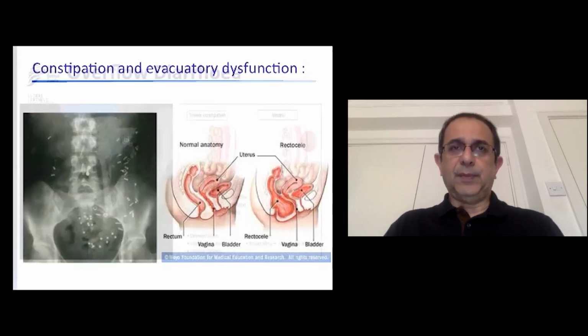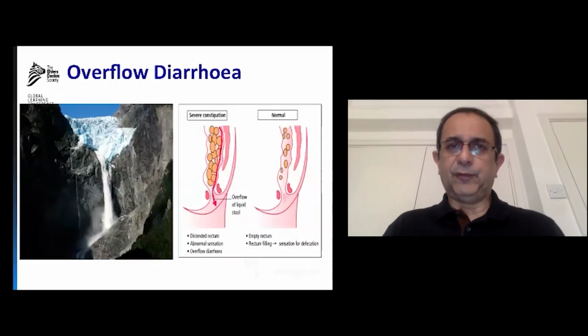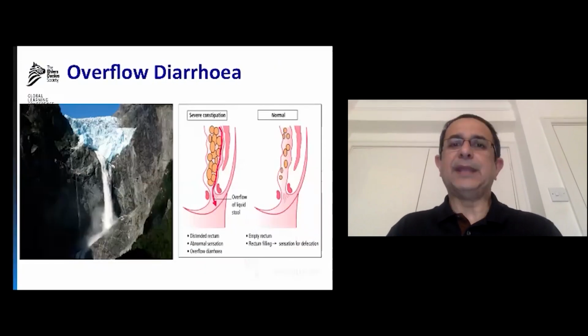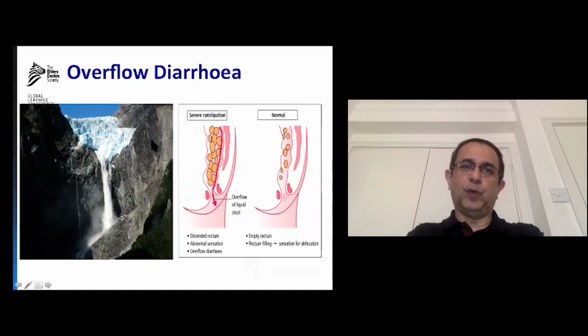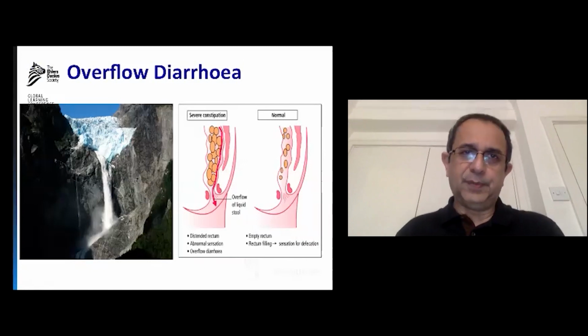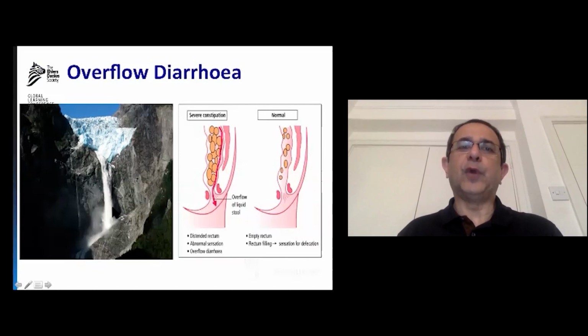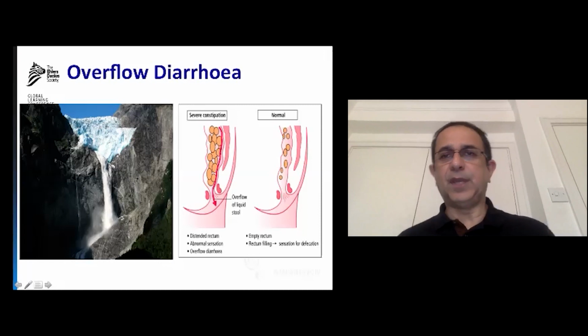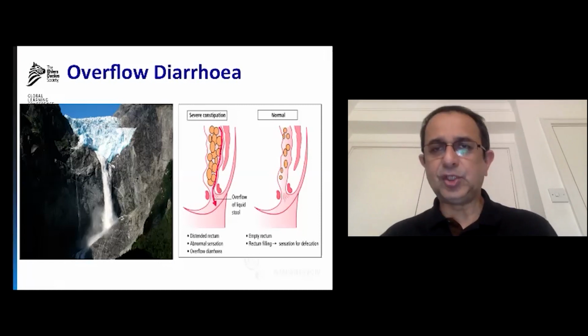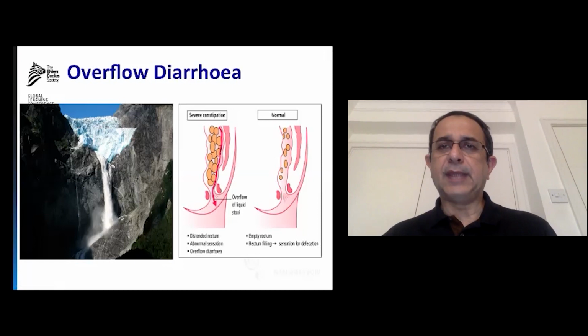Now, I mentioned overflow diarrhea before, and I'd just like to explain that again. You can take this analogy of a waterfall: usually on top of a mountain you have a big sheet of ice, and around the ice there is water flowing, because as the ice melts, the water comes down as a waterfall. And the same thing can happen in patients with severe constipation, that there's so much compacted stool in the bowel that it is not able to move very well.